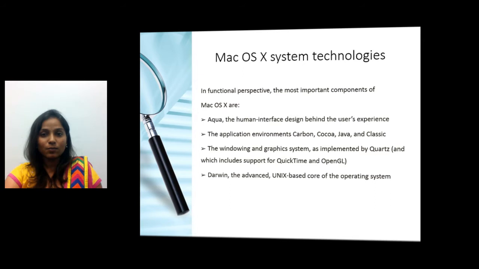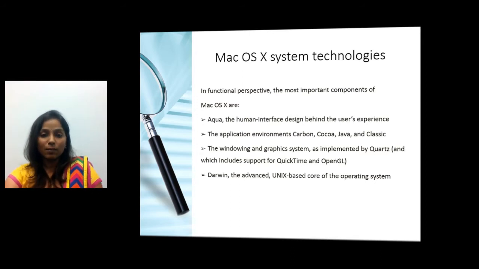Mac OS X system technologies. Regarding the functional perspective of Mac OS X system technologies, it is totally divided into four parts. The bottom level contains Darwin, which is the Unix-based core operating system. It means all the operations of the kernel are handled by Darwin in the Mac OS X system.